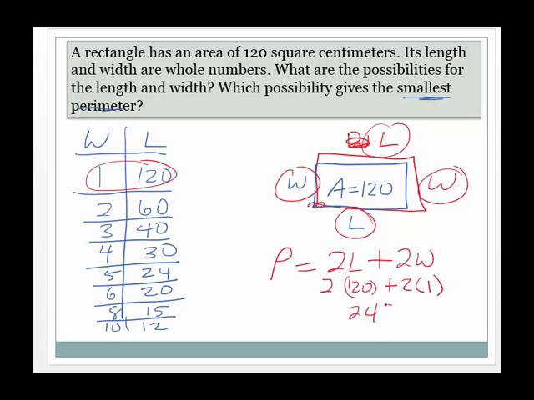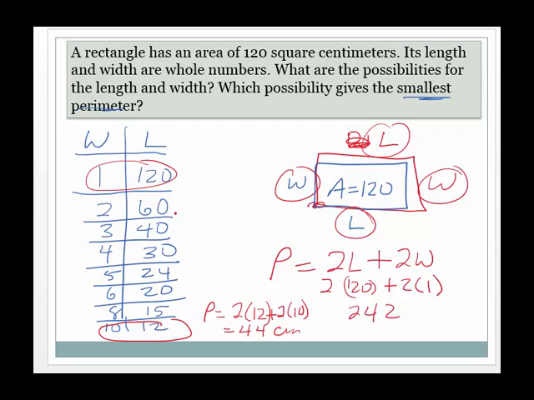Whereas if I went way down here on the list, I'm kind of out of room here, I'm sorry for the mess, I'll squeeze it in here. The perimeter would be 2 times 12 plus 2 times 10. 2 times 12 is 24, 2 times 10 is 20. That gives me 44. So I'd have a perimeter of 44 centimeters.